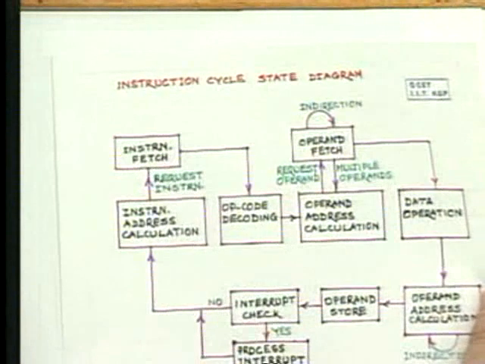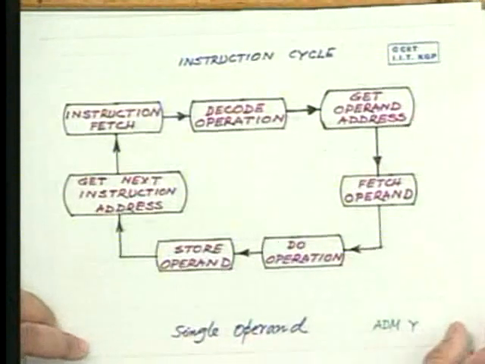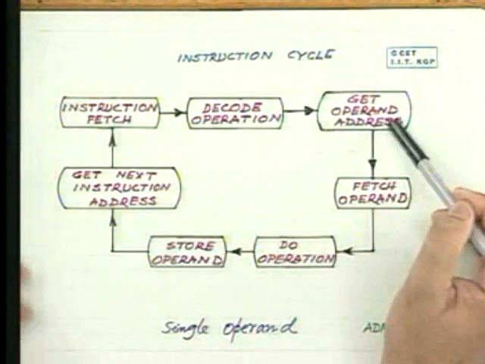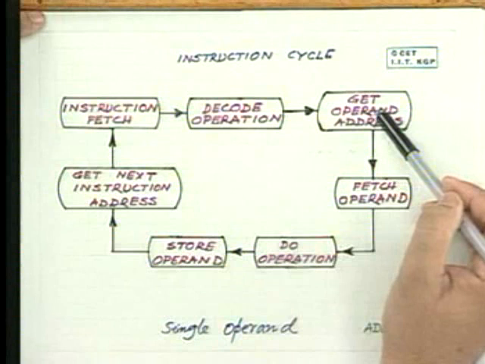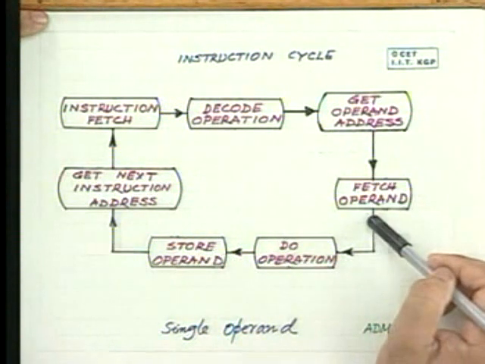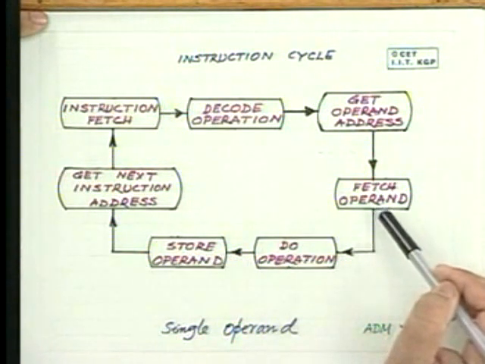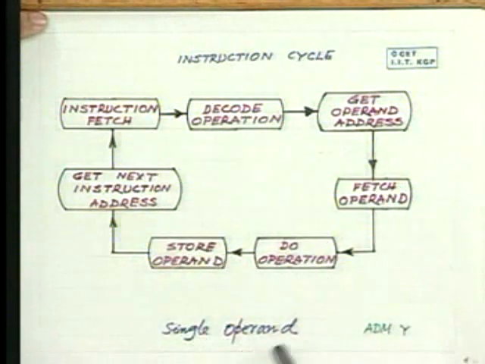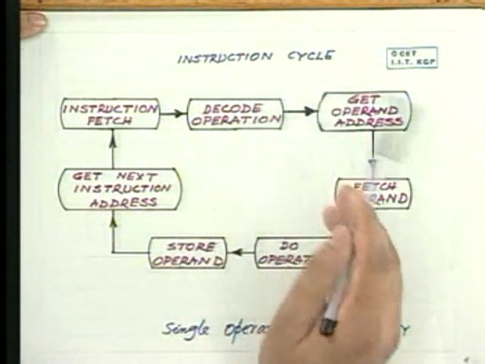Now, you see that in the case of a single operand instruction, this is the instruction cycle I have shown. Only one operand at most, we can get that operand address, fetch the operand. But naturally, in the case of a 2-address machine or 3-address machine, 2 operand machines or 3 operand machines, the instruction cycle should be modified.